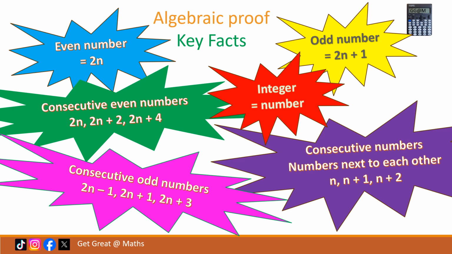The last key fact you need to know is that the word integer means a number. So you need to make sure that you know that we are dealing with integers, which are all whole numbers. Now, once you have proved your statement, you must write a conclusion at the end of it saying that therefore you have proved what you were trying to get to or what you've been asked to do. So make sure you've included that you've proved it.